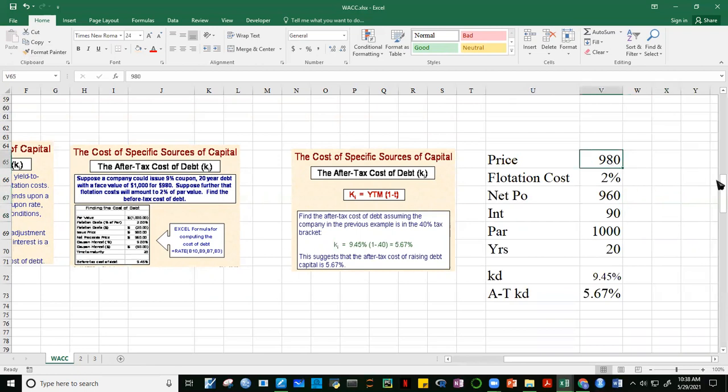Ang price daw to be paid to the company is 980. However, may flotation cost, therefore, ito guys, this is equal to 980 times 1 minus 2%. Kasi babawasan ng 2% yung price. So that's 960.4. Okay. How much is the interest?